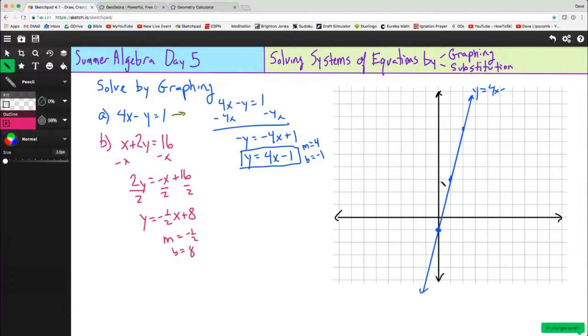So 1, 2, 3, 4, 5, 6, 7, 8. I'm going to go down 1 over 2, down 1 over 2, down 1 over 2, down 1 over 2, down 1 over 2. And then we can easily graph this line. So let's do that now.